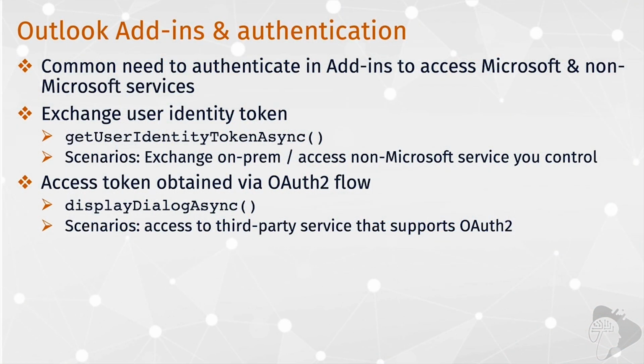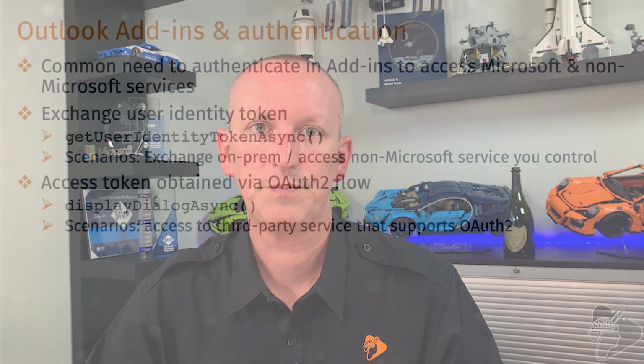Now, another option you can do is getting an access token. You're going to get that from an OAuth2 flow. This is not really specific to Outlook. This actually applies to all add-ins. But the add-in is going to prompt the user to sign into a service using the displayDialogAsync method to initialize the OAuth2 flow. This is going to be ideal when you need access to third-party services that support OAuth2 for authentication. You're going to want to use this when you are calling a service that's outside of your control. That's a big use case of when you're going to want to use this.